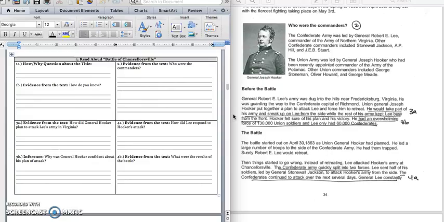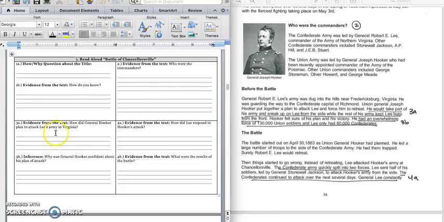He would take part of his army and sneak up on Lee from the side, while the rest of his army kept Lee busy from the front. Hooker felt sure of his plan and victory. He had an overwhelming force of 130,000 Union soldiers, and Lee only had 60,000 Confederates.